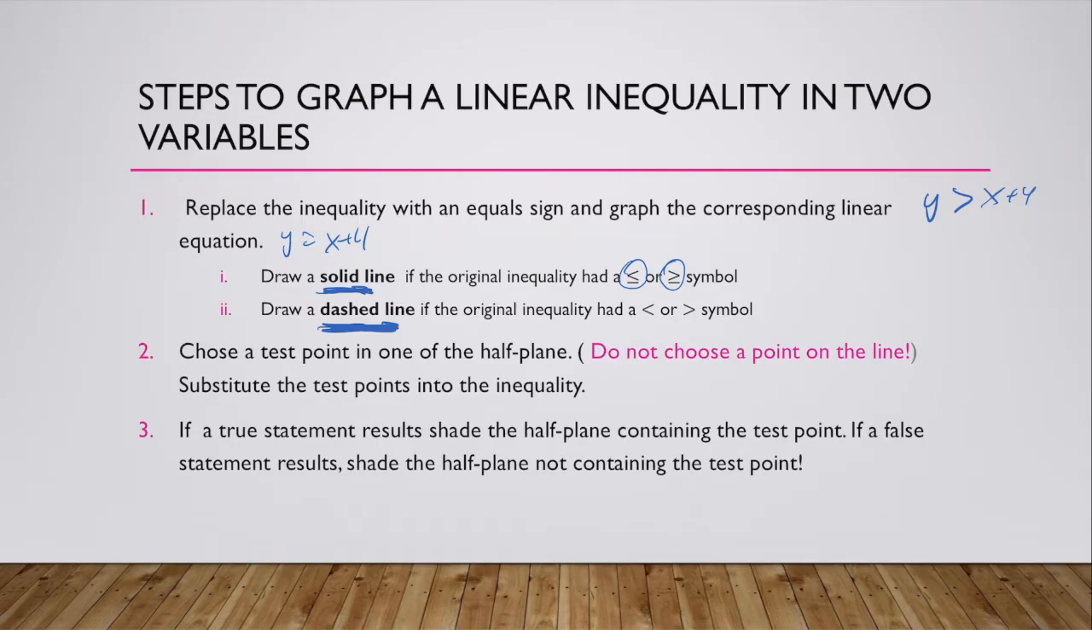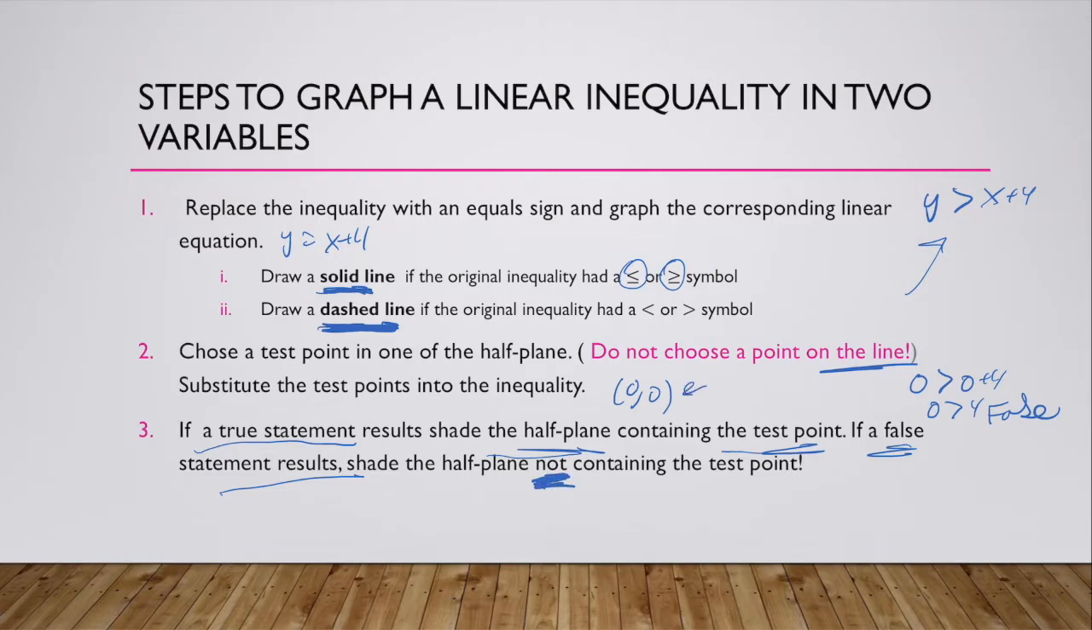My recommendation for a test point is 0, 0. Super easy. Then you're going to see if 0, 0 satisfies your inequality. So let's check that out. I've got 0 is greater than 0 plus 4. 0 is greater than 4. That's false. If you get a true statement, you shade the half plane containing the test point. If you get a false statement, you shade the half plane not containing the test point. In this case, we would shade the side not containing 0, 0. Let's graph a couple of these.